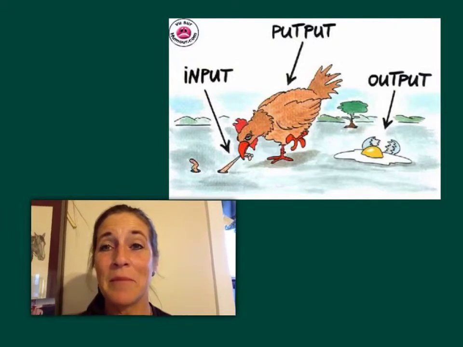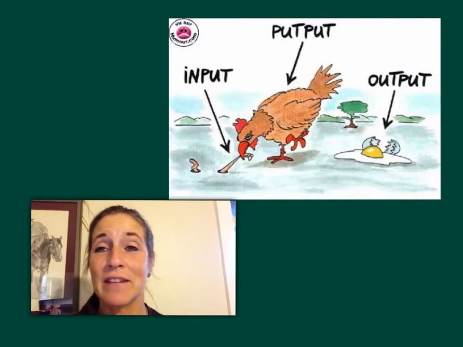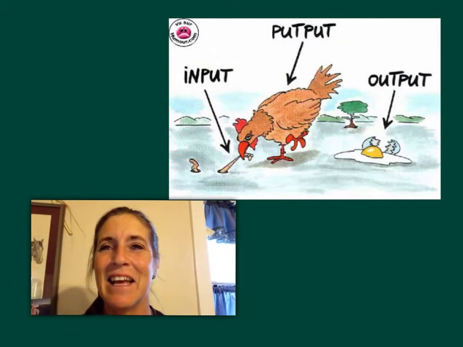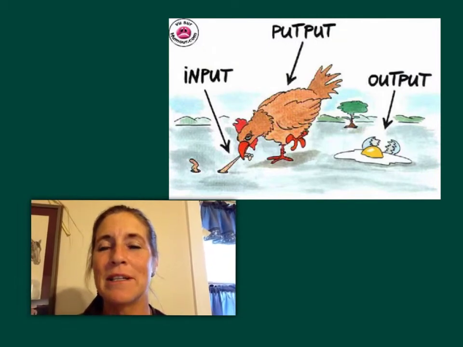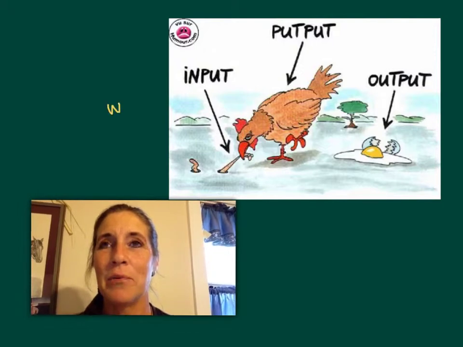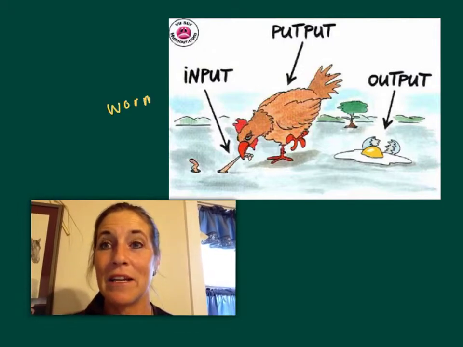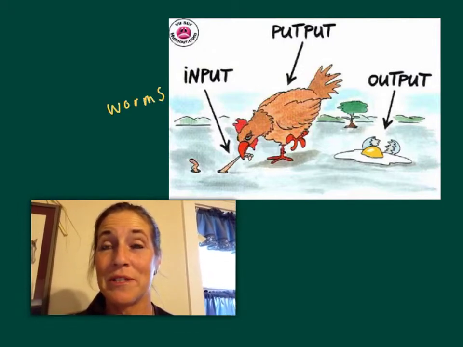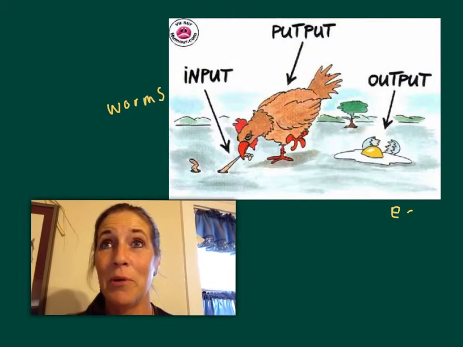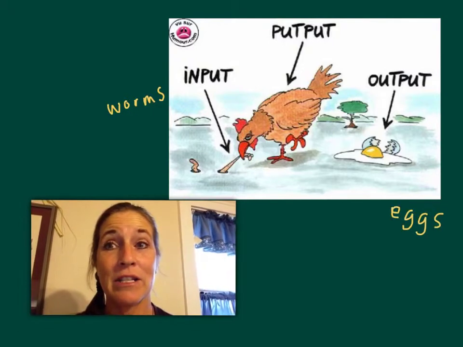One funny example of this is the chicken, or the put. You think of the input as the data would be the worms, and the output of data would be the eggs that are produced. Well, our put may have a relation, and it may not.